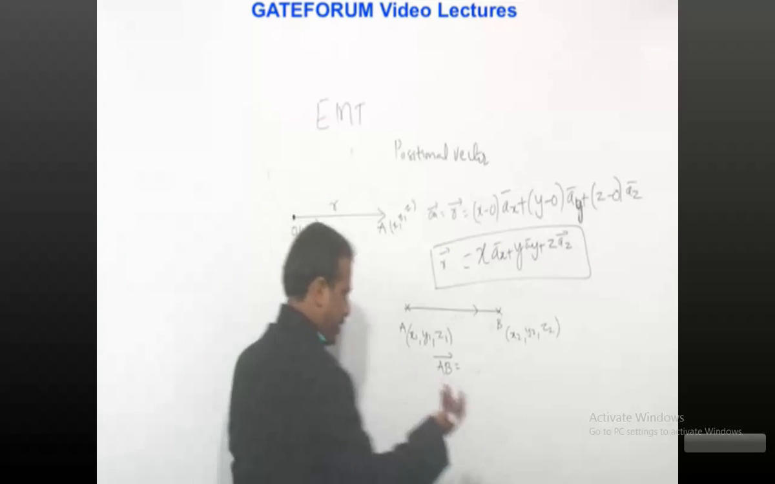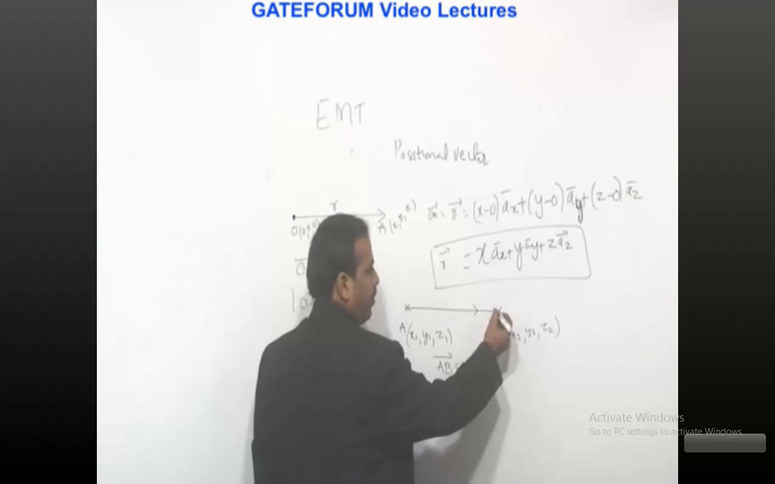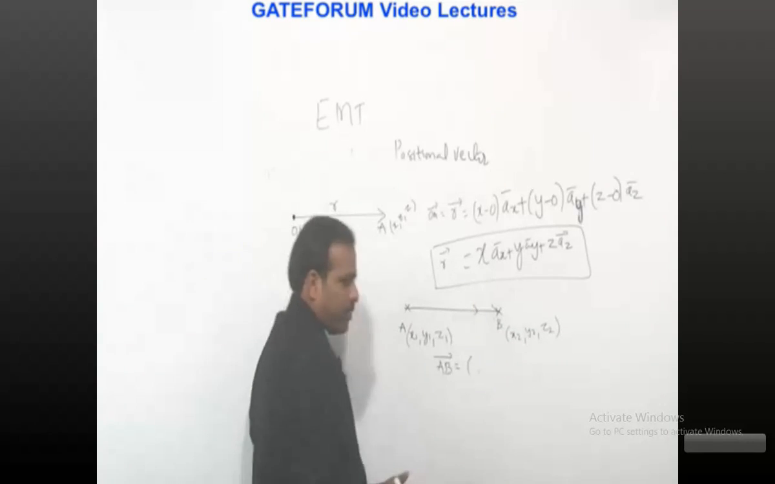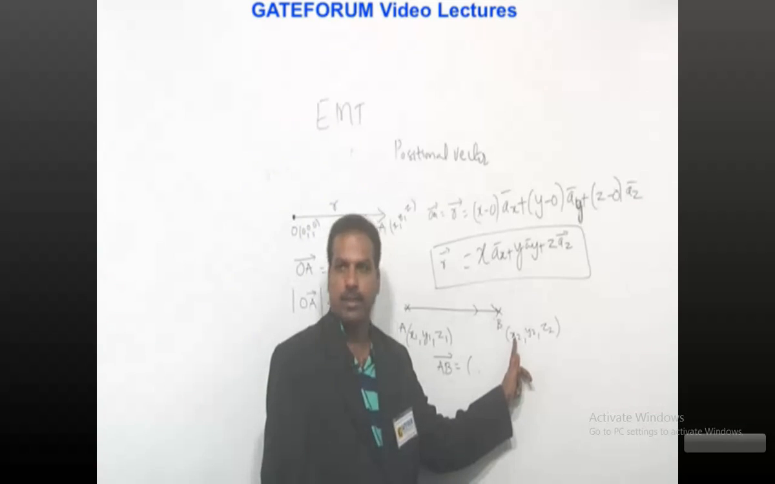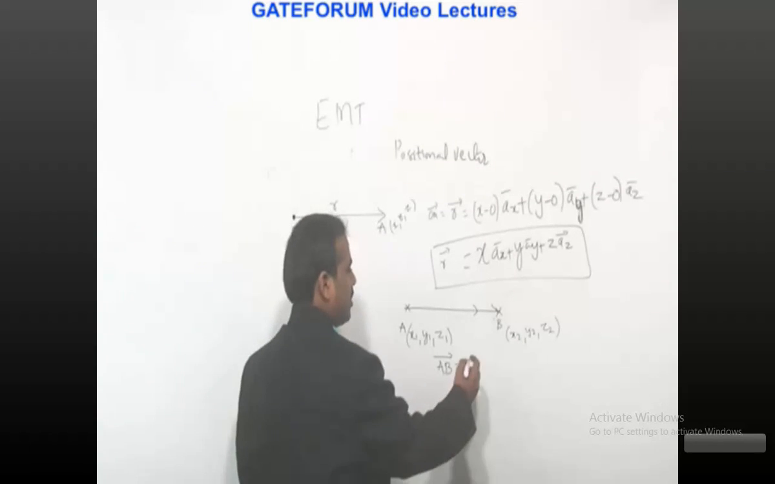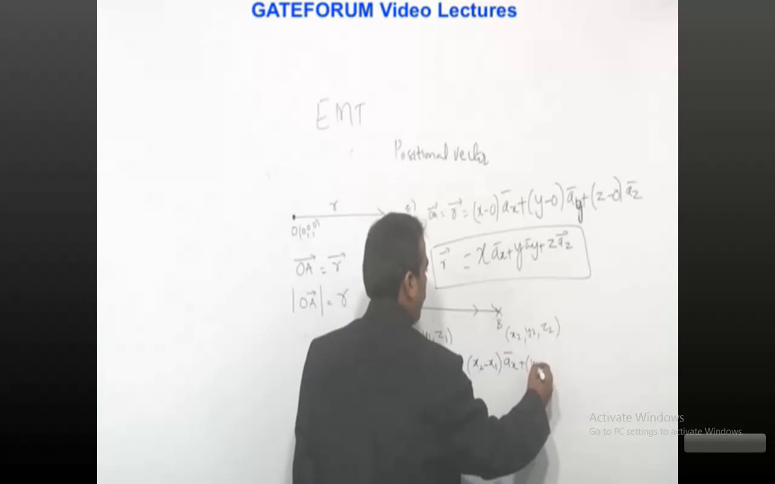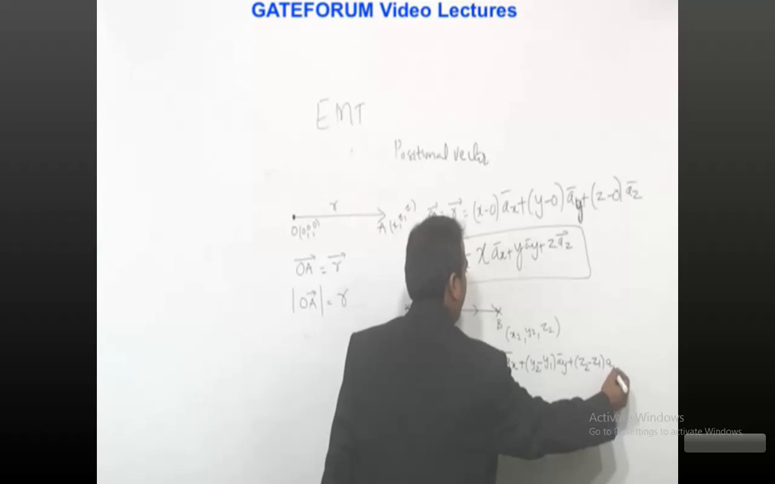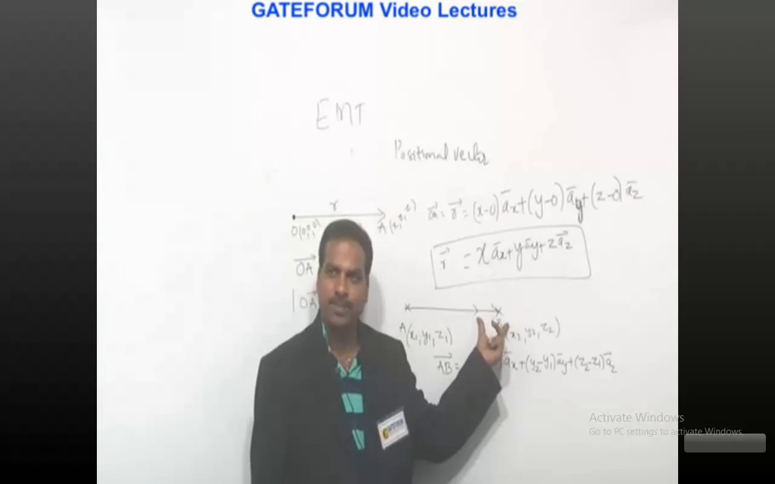That means you can directly write it. What is the starting point here? The starting point is A. The terminating point is B. To obtain the vector between any two points, we have to subtract the coordinates of the starting point from the coordinates of the ending point, and include the unit vectors along those directions. That means I'm writing it as x2 minus x1 into ax bar plus y2 minus y1 into ay bar plus z2 minus z1 into az bar. That is our vector between the two points.